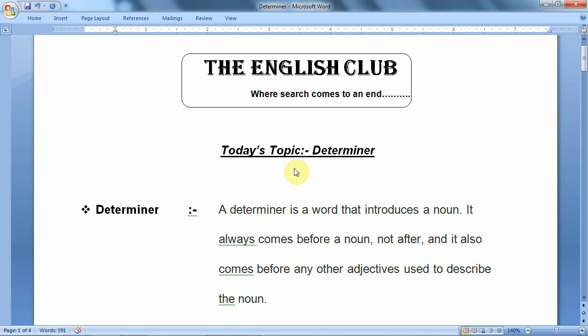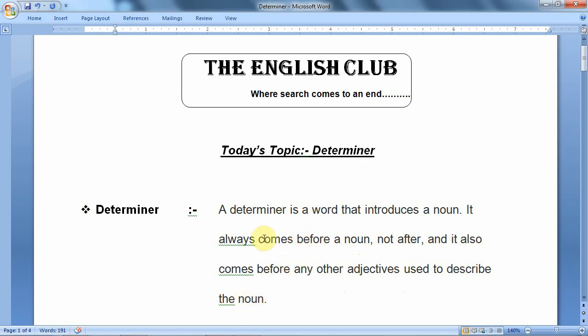Today's topic is determiner. It is the last part of speech. There are 9 parts of speech and the last part of speech is determiner. What is a determiner? A determiner is a word that introduces a noun. It always comes before a noun, not after, and it also comes before any other adjectives used to describe the noun.